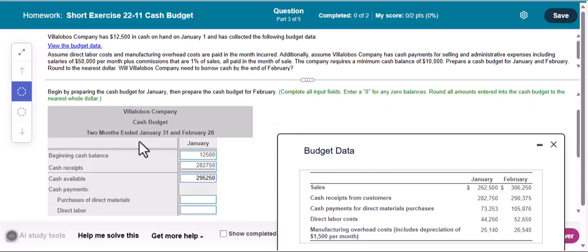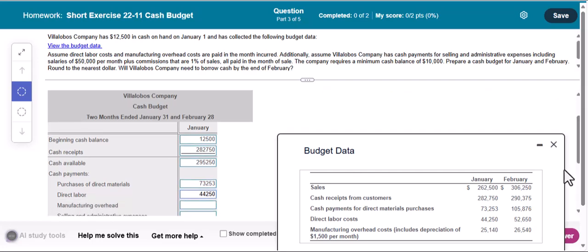So it looks like next we have cash payments. So purchases of direct materials. That's given to us here in the budget data. So we have cash payments for direct material purchases for January is $73,253. So I'll enter that in. And now we have cash payments for direct labor, and direct labor costs are here for $44,250. So I'll enter that over and scroll on down. Now we have manufacturing overhead.